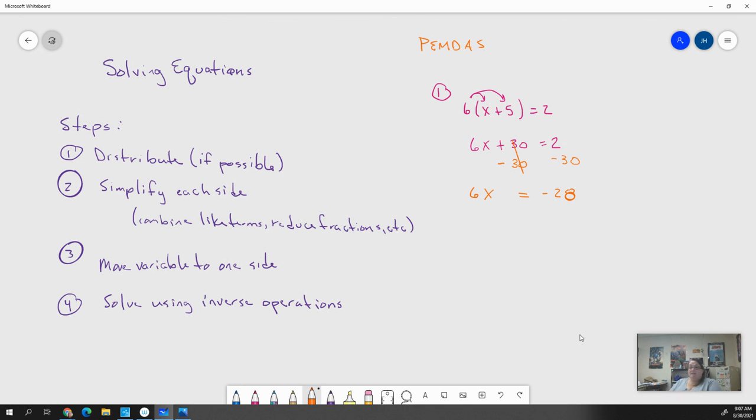So now the only thing left being done to that x is that it's being multiplied by 6, right? When it's right up next against that x, it means multiplication. And so I would do the opposite of multiplication, which is division. So I'm going to divide both sides by 6.